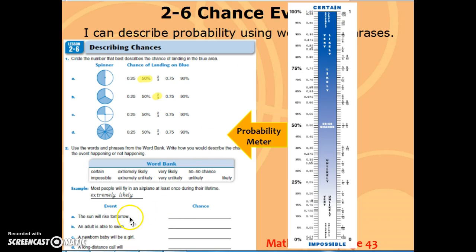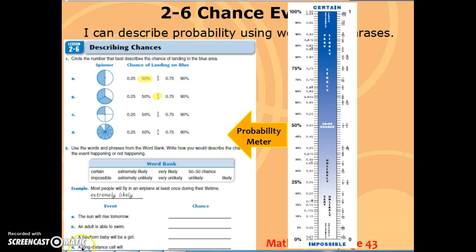What about letter A? The sun will rise tomorrow. Well, again, if I look at my words over here, I know that every day the sun comes up. There's 100% of the time that it's going to come up. It might be hidden by the clouds, but it's up. And so if it's 100% of the time, it's certain. It's certain that the sun will rise. And so you'll write the word certain here on the line under the word chance.